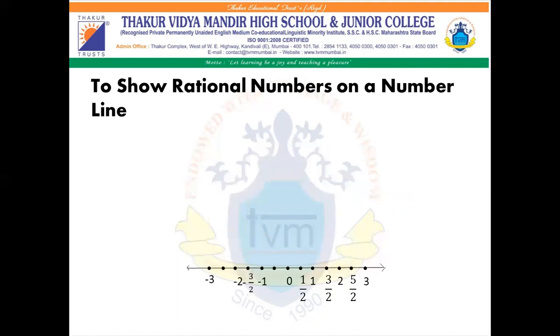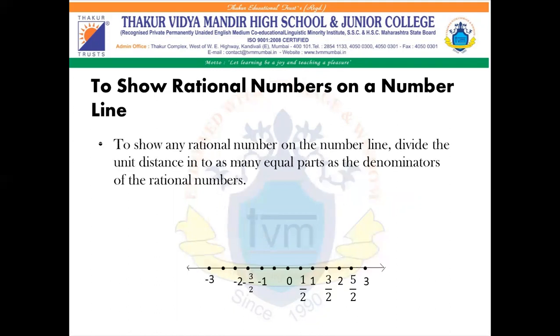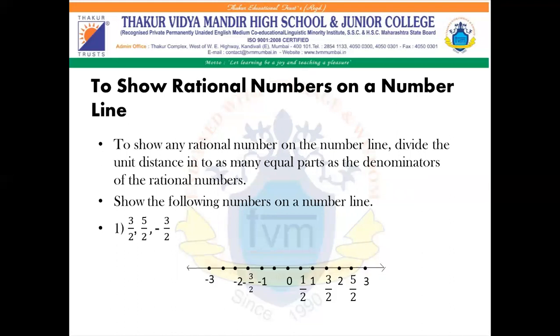To show rational numbers on a number line. To show any rational number on a number line, divide the unit distance into as many equal parts as the denominators of the rational numbers. Show the following numbers on a number line. First, 3 upon 2, 5 upon 2, -3 upon 2. Here, the denominator is 2. To represent the rational numbers with the denominator 2, divide the unit distance into 2 equal parts.